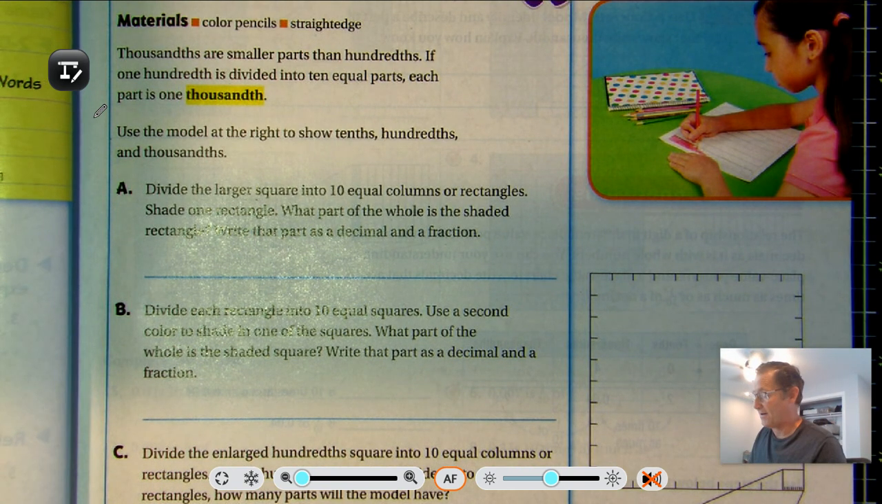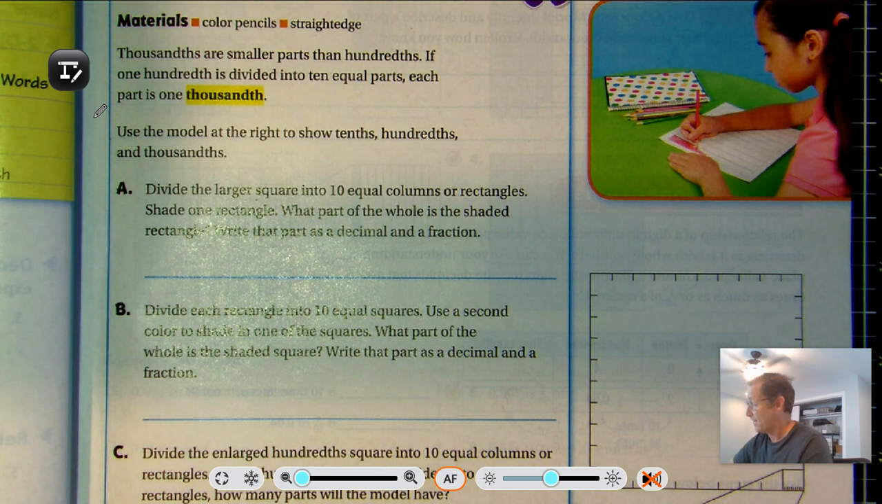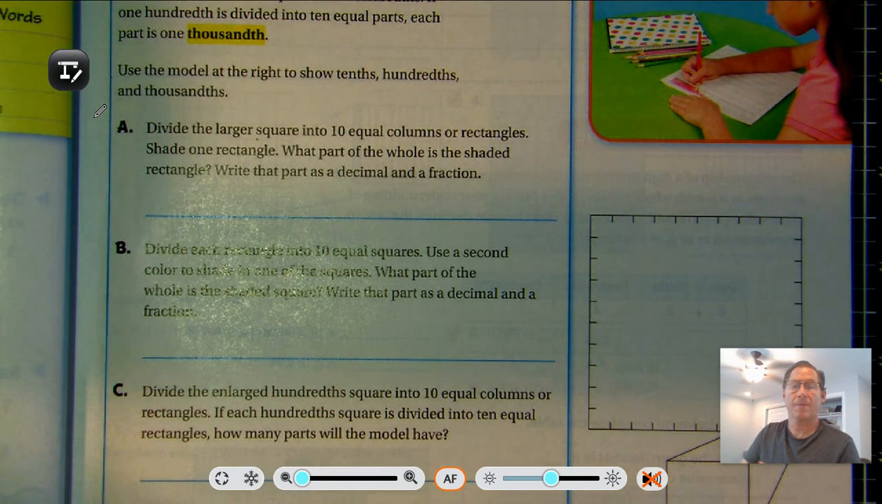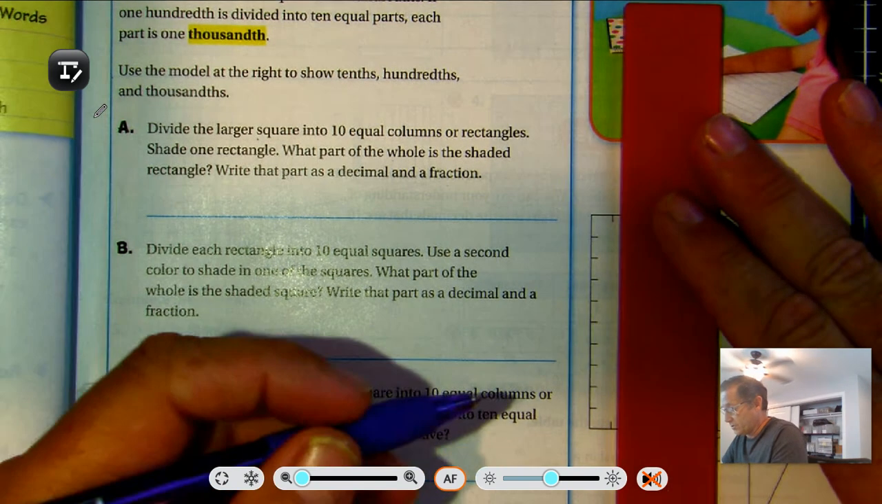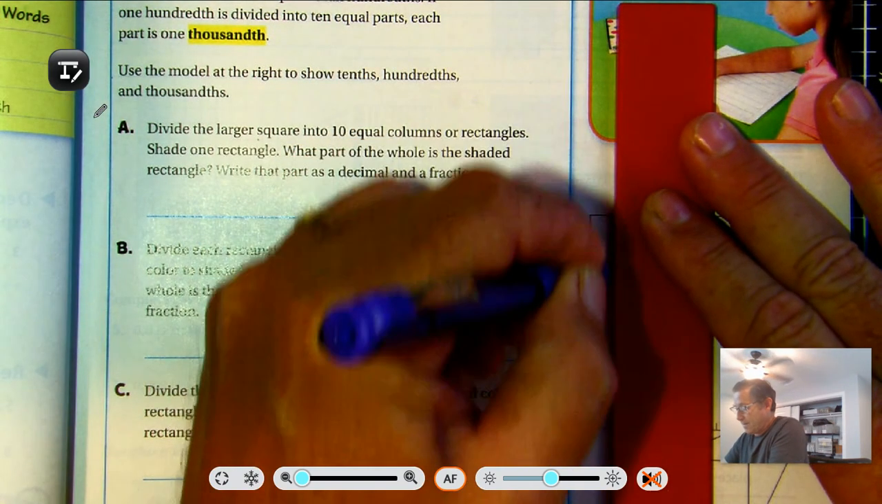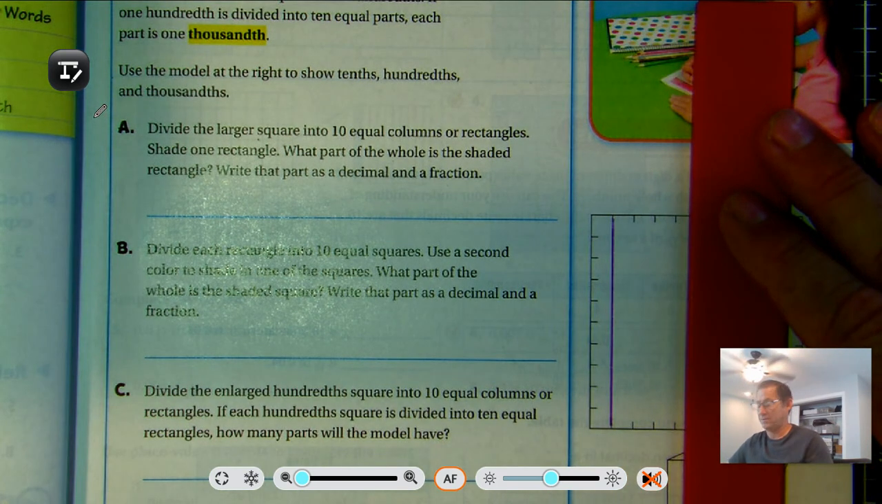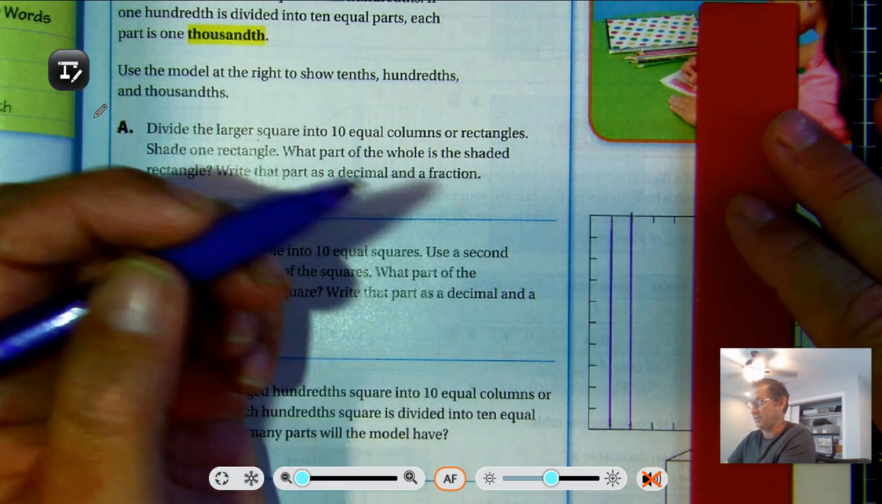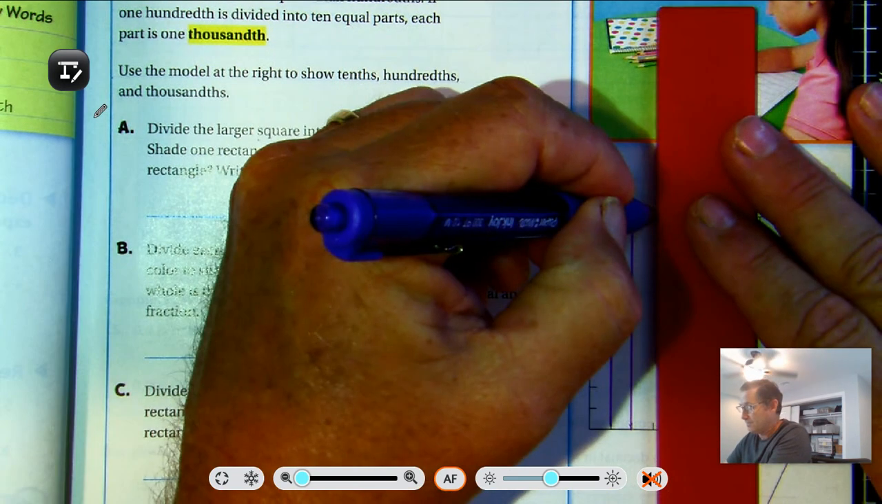So part A, divide the larger square into 10 equal columns or rectangles. Shade one rectangle. What part of the whole is the shaded rectangle? Write that part as a decimal and a fraction. So if you use your straight edge, we're going to make 10 columns going down. So put your straight edge against the two marks at the top and bottom.